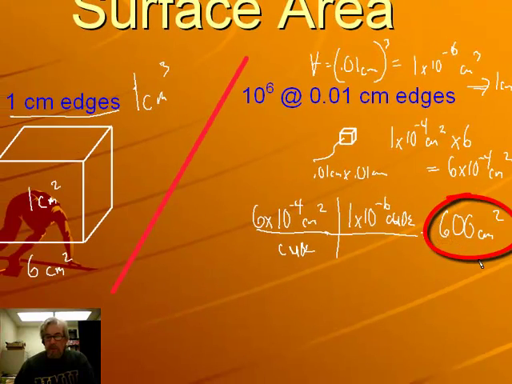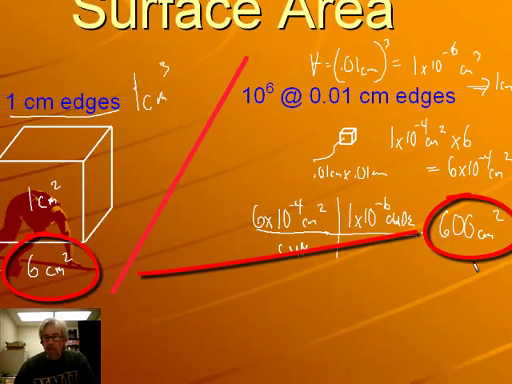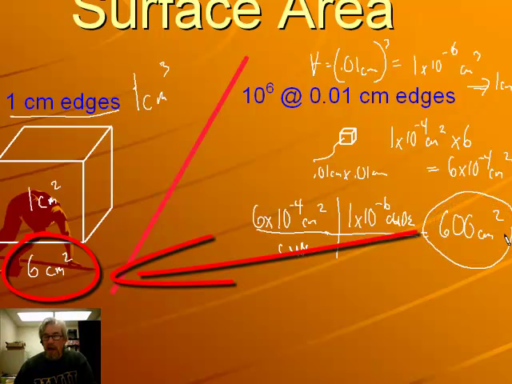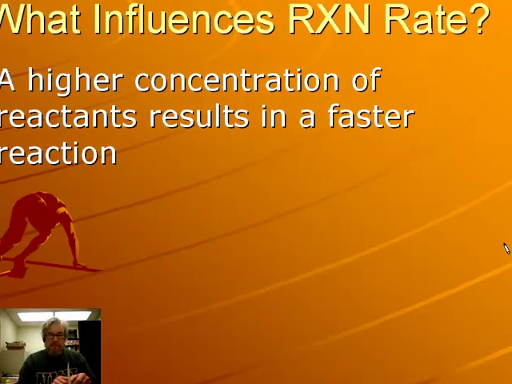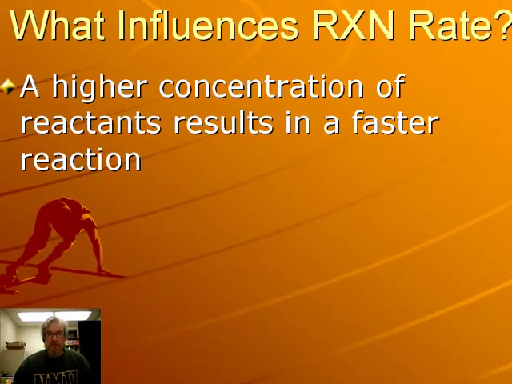So with the small particle sizes, the same amount of material can give us 100 times more surface area for contact with the other reactant. So the reaction goes way faster. Another thing that influences reaction rate is how concentrated are your reactants. Because higher concentration in a solution or in air means that there are just more particles per unit space to contact each other, well, that means it's going to result in a faster reaction.